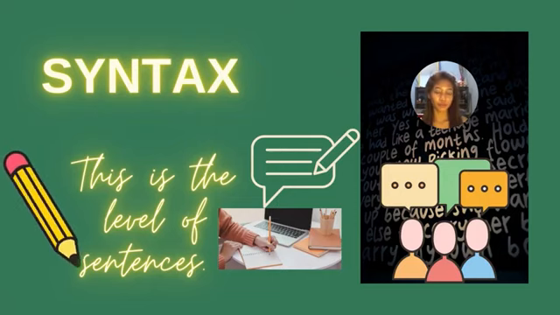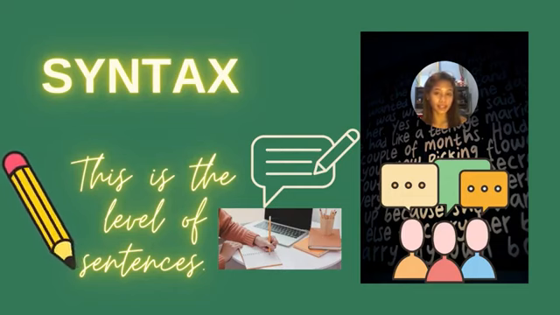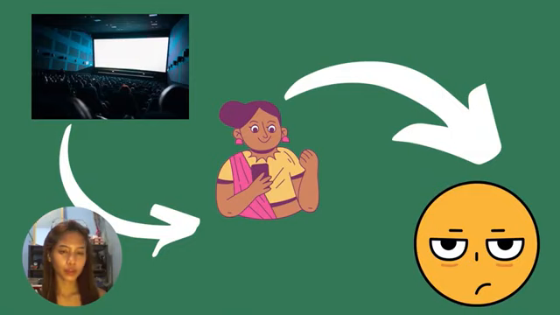Now that we're done with phonology and morphology, the third one is syntax. Syntax is the level of sentences, or the structure, or the proper way of constructing and forming a sentence. To better understand syntax, let us create a sentence. We can create a sentence using pictures. In the first picture, we have a movie setting. Second, a girl holding a phone, and the third was an emoji, an angry or pissed off emoji.